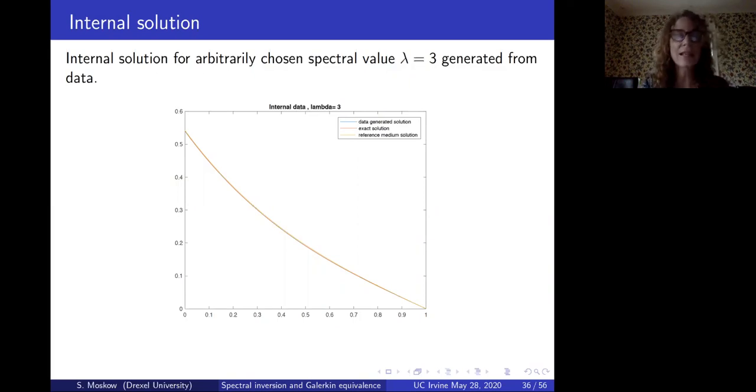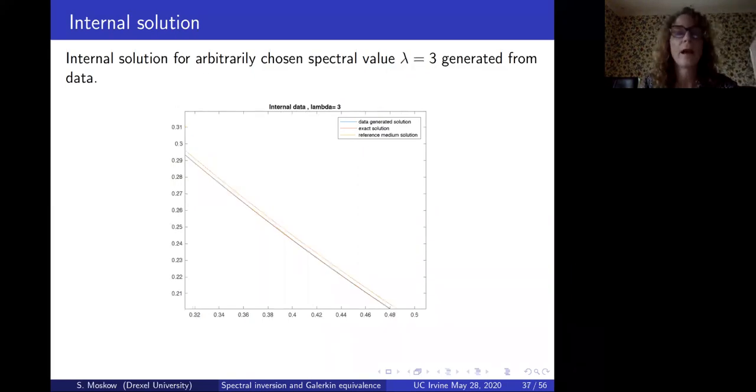Now, because this is a diffusion type problem, because this is a Schrodinger equation, these things are all very close together. However, we can see as we zoom in a little bit that the data generated and the exact solution are much closer to each other than the reference medium solution, which is here in yellow. So as you zoom in, you can see that they're definitely much closer.